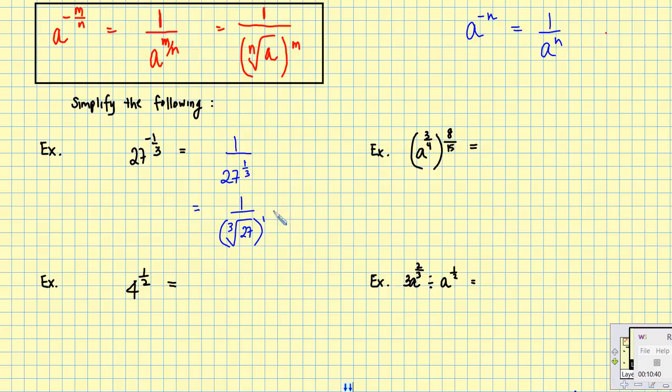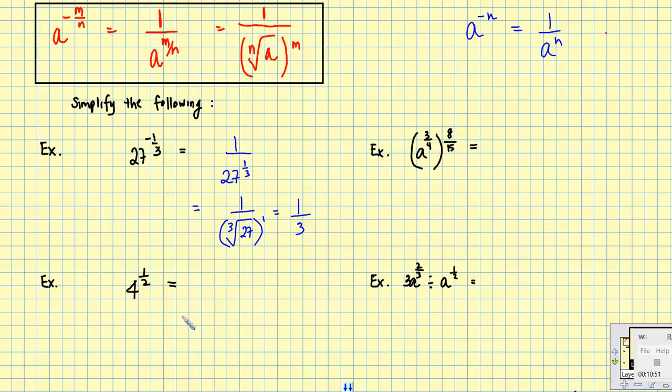to the power of 1, and that gives me 1 over, again, what number multiplied by itself 3 times gives me 27? Well, that would be 3 times 3 times 3. So the value is 3. And because that all gets raised to the power of 1, the answer is just 1/3.